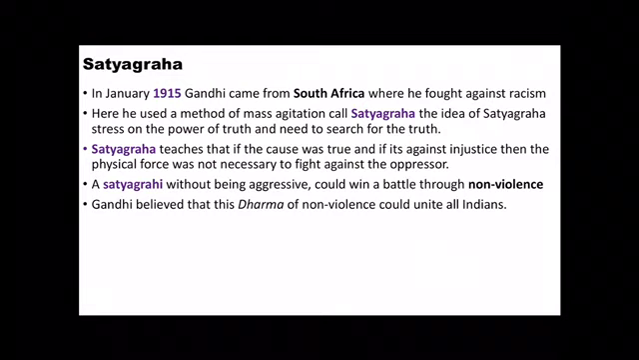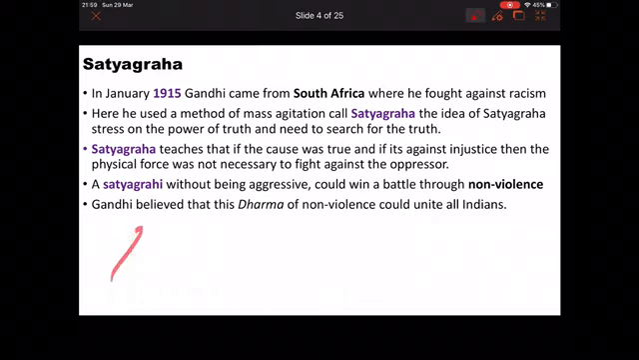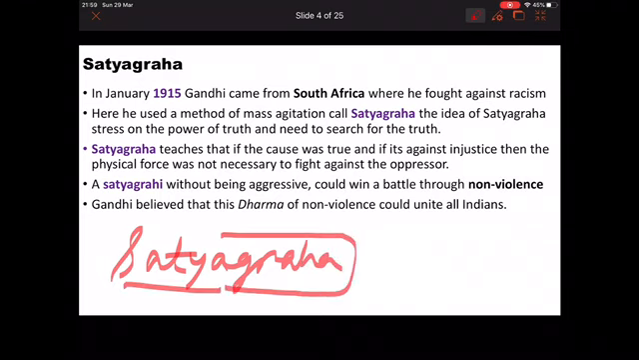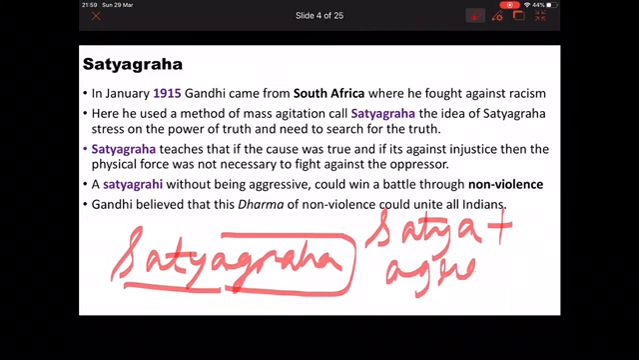Now from this particular slide, we're actually going to discuss Gandhi's arrival. It comprises two words actually. One is Satya and another is Agraha. So it is basically Satya plus Agraha. Satya means the truth and Agraha means insistence. Or you can write it another way: the whole word Satyagraha means need to search for the truth.